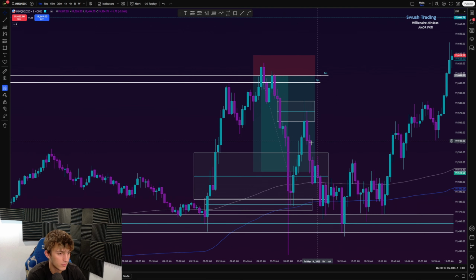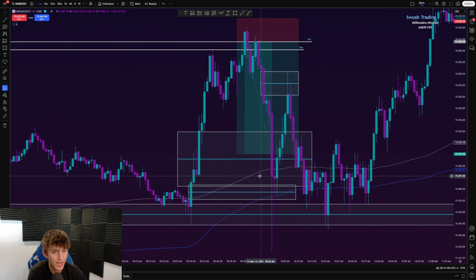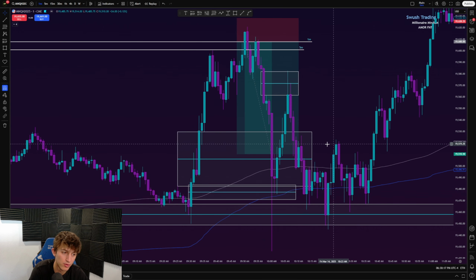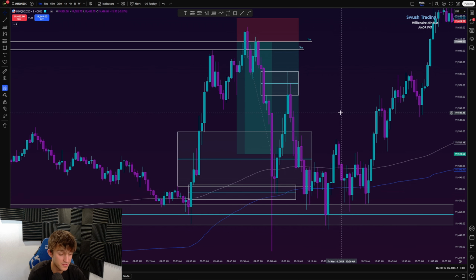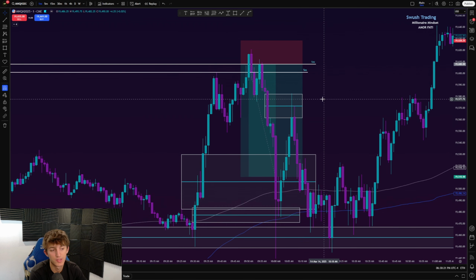And yeah, so basically I just rode it down to that 5 minute level, and also we had the 200 EMA on the 1 minute, creeping right below that 5 minute CE. So to me, that was a great TP to get out.